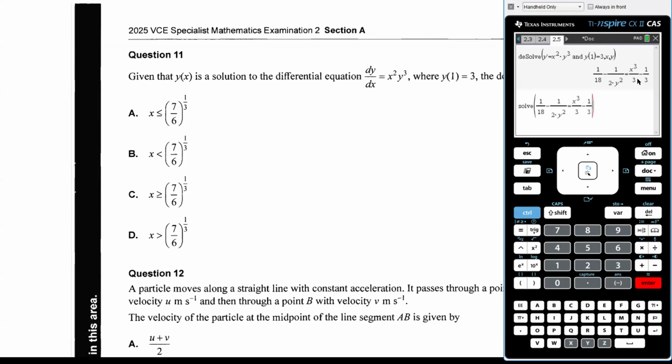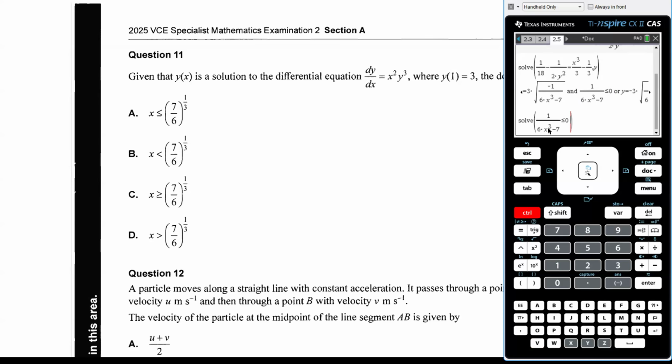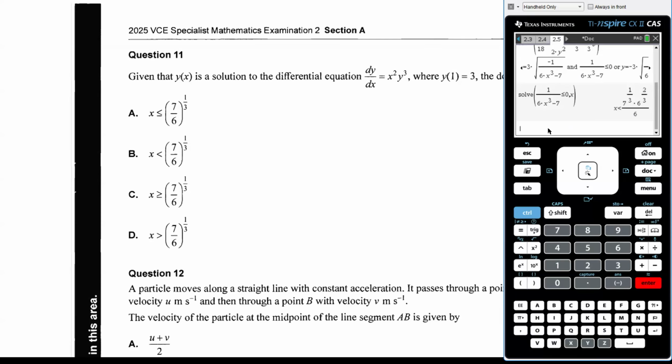Then I would just solve that for y. I'll be able to get 3 root something and minus 3 root something. Notice if you want the domain of either solution, you can go for the domain button, but to be honest, this condition implies the domain. So I just copy that down and use the solve button again, comma x. So I'll be able to get x less than 7 to the power 1/3 and 6 to the power 2/3.